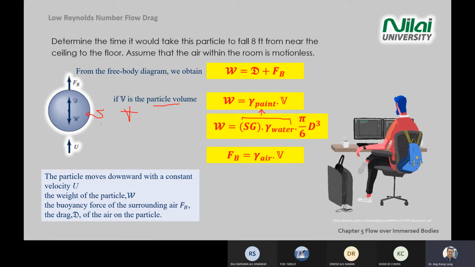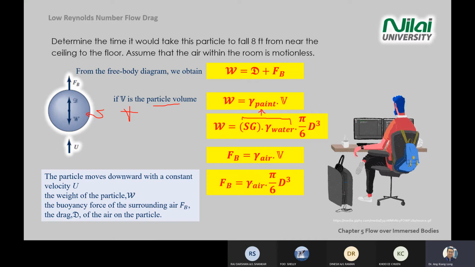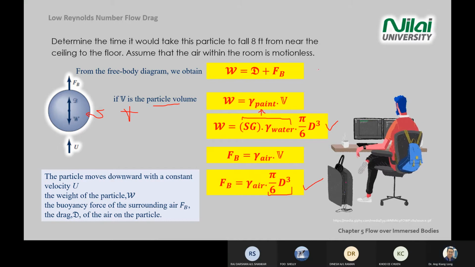Then how do you find the buoyant force? The buoyant force is given by the specific weight of the air times the volume of the sphere. You need to recall from your mathematics that the volume of the sphere equals pi divided by 6 d cubed. So you have your W, you have your FB. This one we derived already.